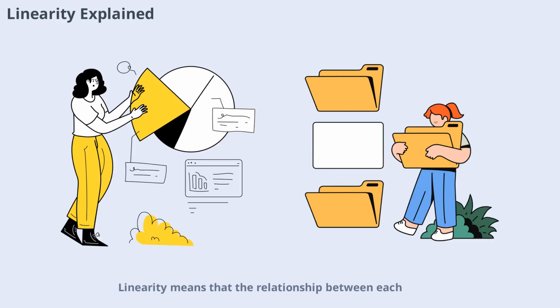Linearity means that the relationship between each independent variable and the dependent variable is linear. In other words, changes in the predictors are associated with proportional changes in the outcome. If this assumption is violated, the regression model may not fit the data well. Scatter plots and residual plots are useful tools for checking linearity. If you see curved patterns, you may need to transform your variables or consider a different model.